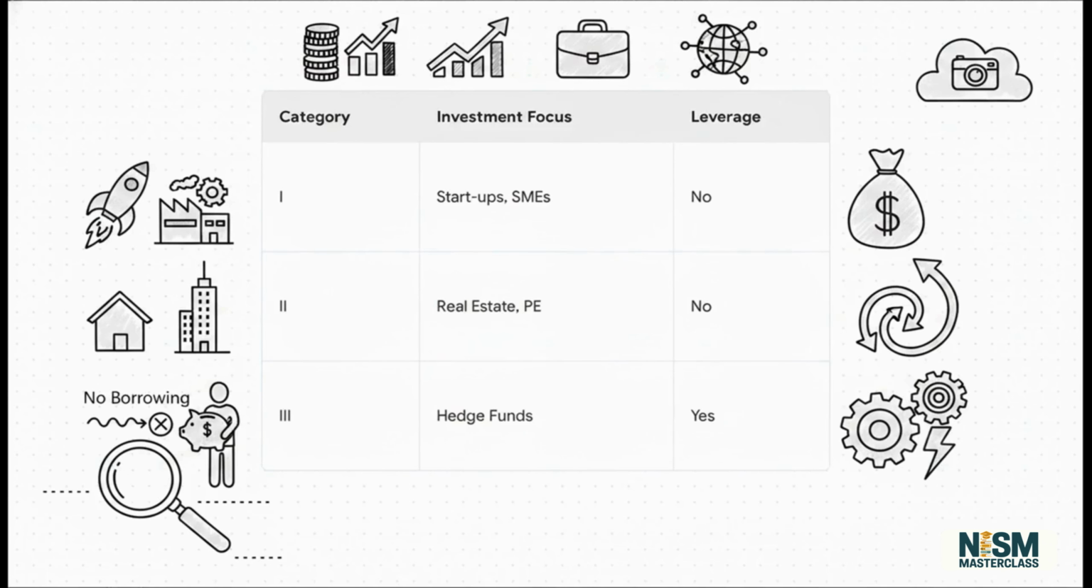Now take a mental screenshot of this because it is extremely high yield for your exam. Alternative investment funds, or AIFs, are strictly separated into 3 categories by the regulator. Category 1 focuses on socially or economically desirable areas. Think startups and infrastructure. Category 2 is for things like real estate and private equity.